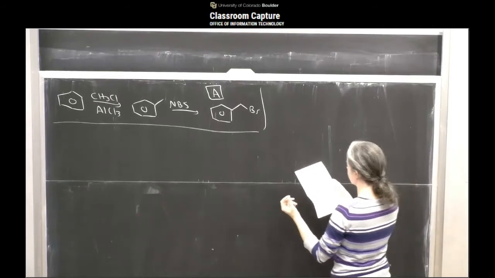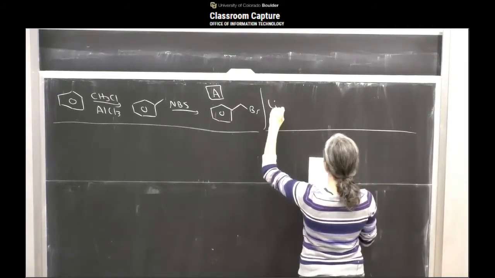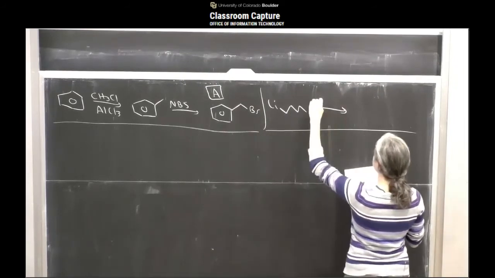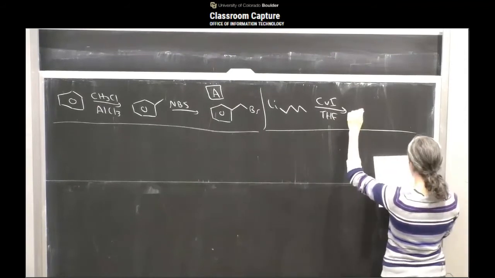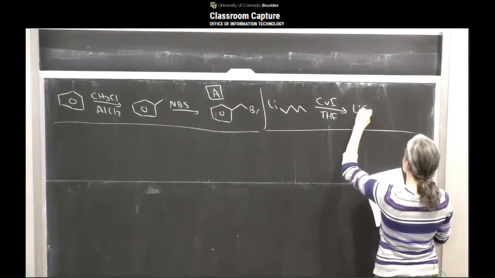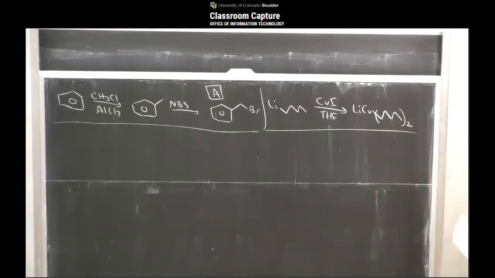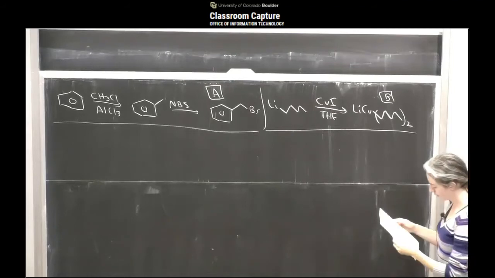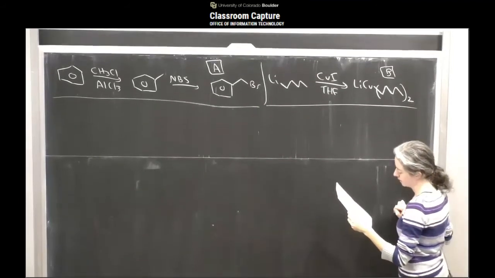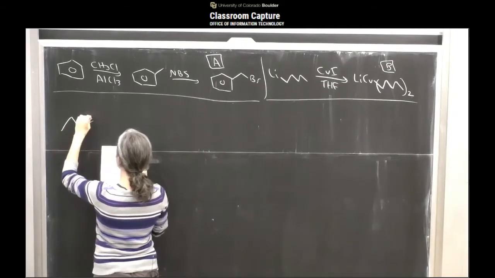Okay, and then also we have to make the cuprate because it's too big. Okay, so there's our cuprate made. I guess maybe we could call this B if we wanted. Okay. So now we can start the actual synthesis part.